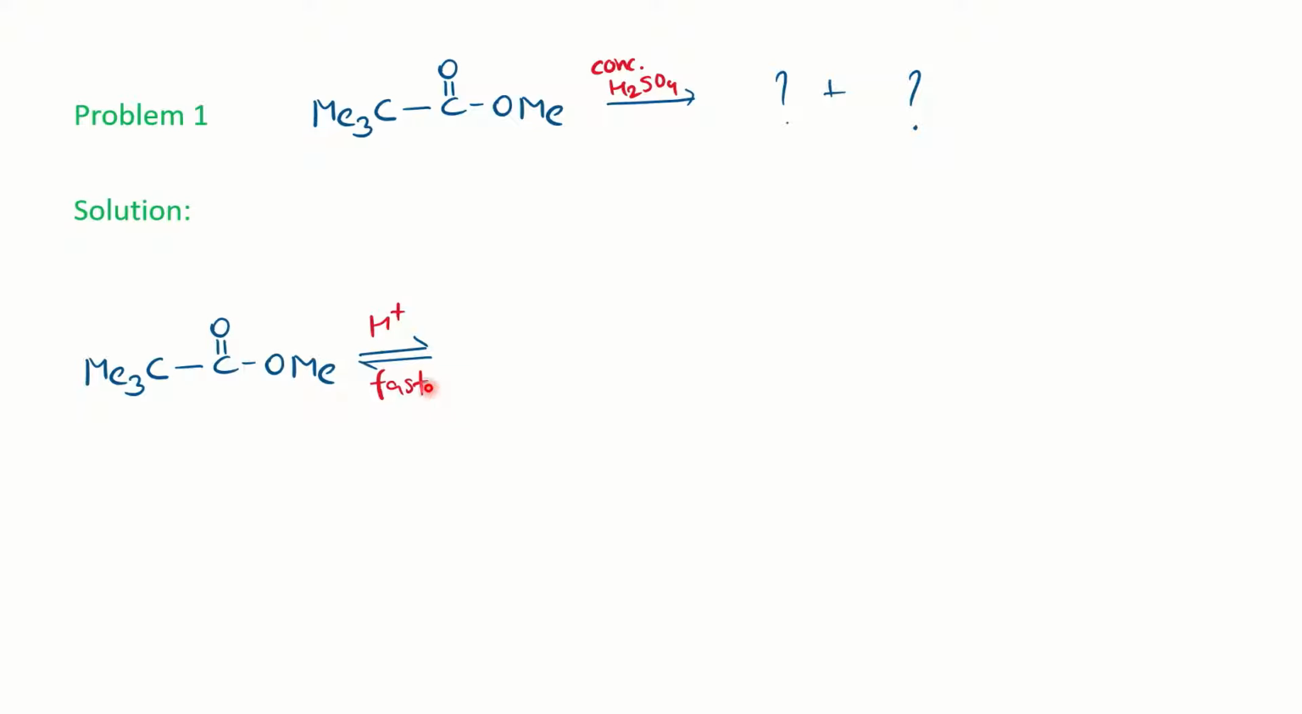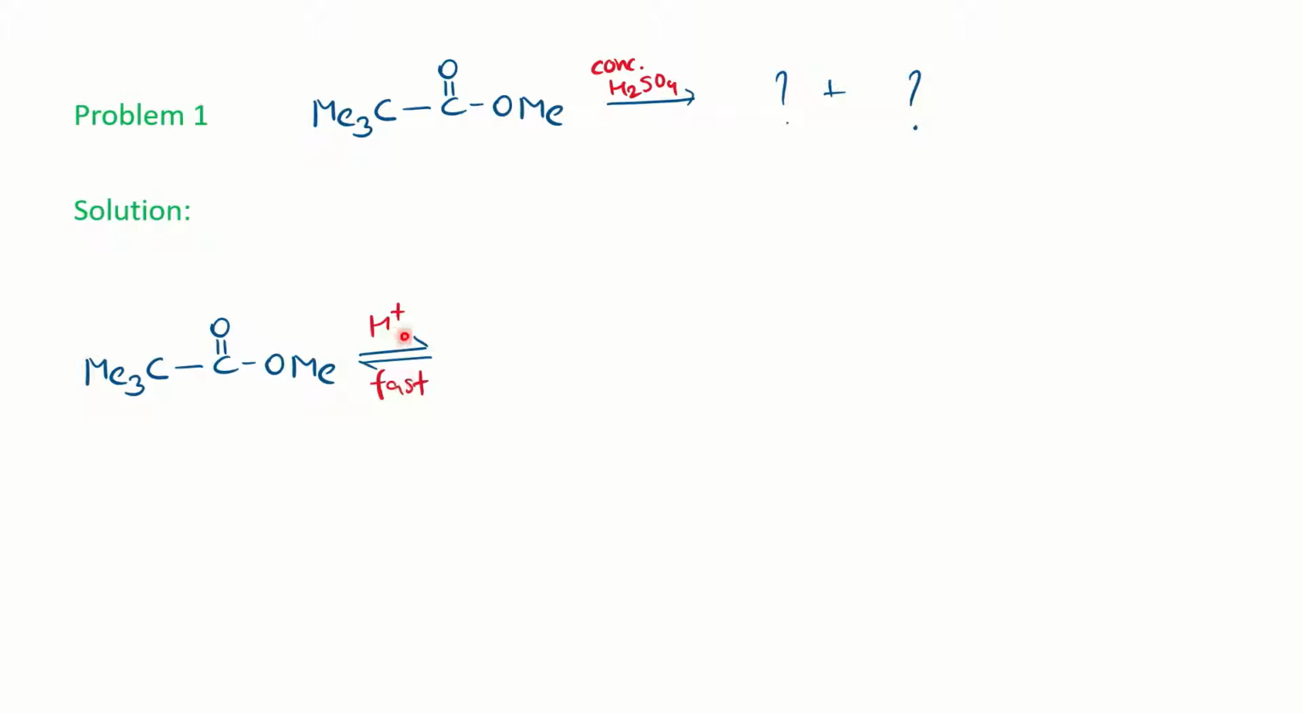And we'll see all these mechanisms with the help of problems. This is our very first problem. As you can see, an ester is given here in the presence of concentrated acid. The question mark 2 means there are 2 products, one is acid, the other is alcohol, and this is the hydrolysis of ester in the presence of acid. So this is our question here.